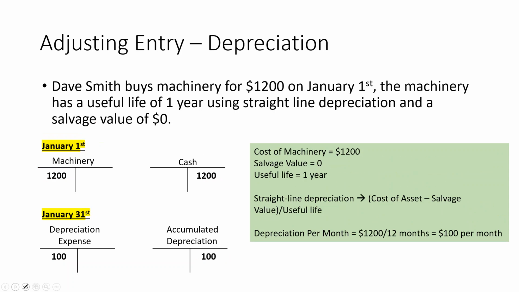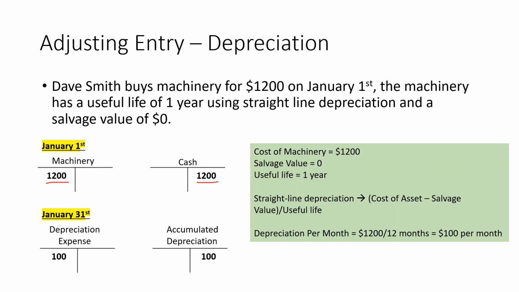Let's look at another example. Let's look at an adjusting entry for depreciation. Let's say Dave Smith buys machinery for $1,200 on January 1st. The machinery has a useful life of 1 year using straight line depreciation and a salvage value of 0. So on January 1st, what do we do? Well, we buy machinery, an asset, for $1,200, so we simply debit it. We're paying with cash, so we credit cash for $1,200.